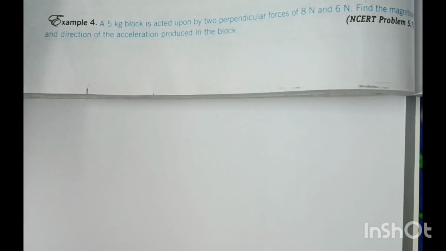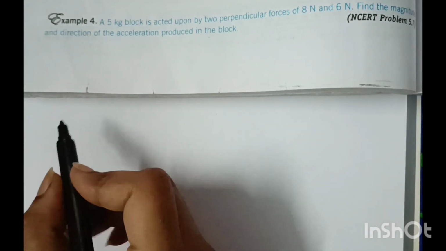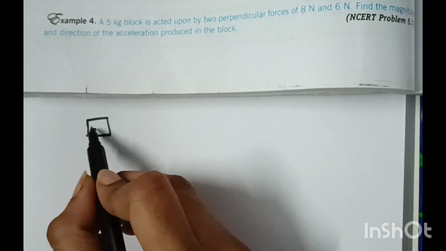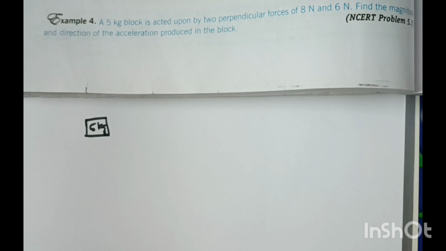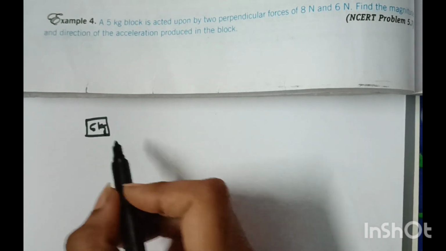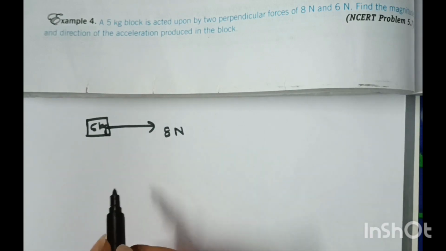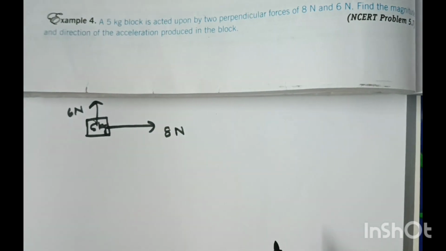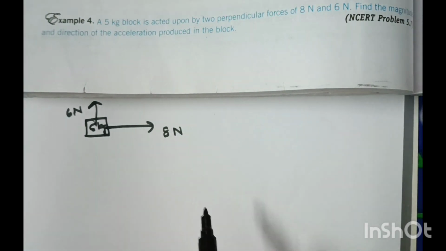A 5 kilogram block is acted upon by two perpendicular forces, 8 Newton and 6 Newton. Find the magnitude and direction of acceleration produced in the block. Okay. So here there is a block whose mass is 5 kilogram, and we are applying two perpendicular forces, that is 8 Newton and 6 Newton. Suppose we are applying 8 Newton in this direction and 6 Newton in this direction. Then they are asking what is the magnitude and direction of acceleration produced in the block.